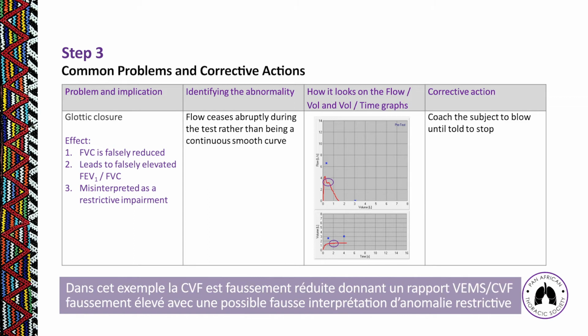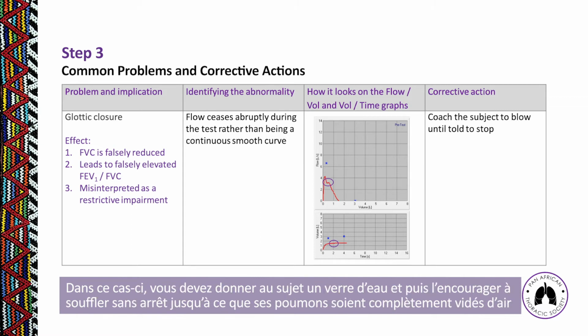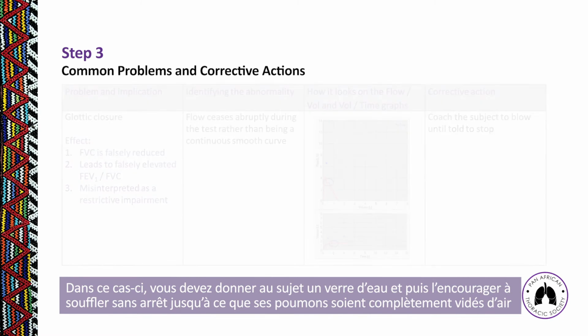In this instance, the FVC is falsely reduced, which leads to a falsely elevated FEV1/FVC, and this can be misinterpreted as a restrictive impairment. In this instance, you need to give the person a drink of water and ask them to carry on blowing completely until the lungs are absolutely empty.